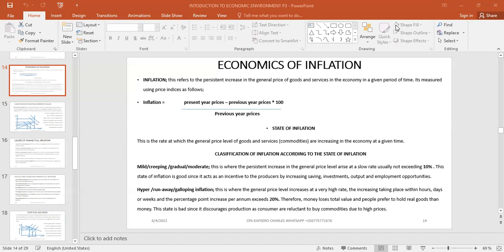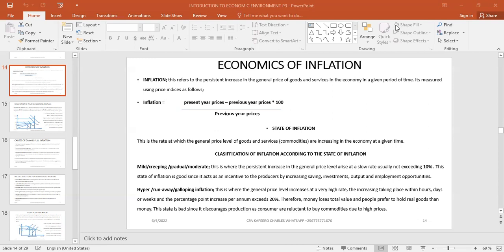If, let's say, you want to determine how the general price level of goods and services have been increasing in a certain period, you make sure you deduct the 2 periods we are comparing, then you divide by the previous or the base year period. So I want to know, what is the state of inflation?